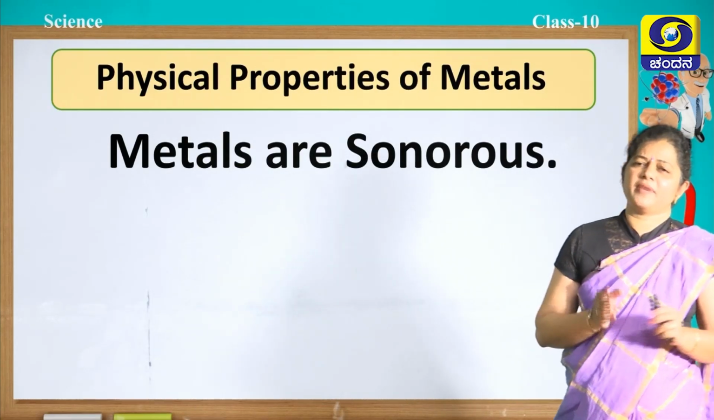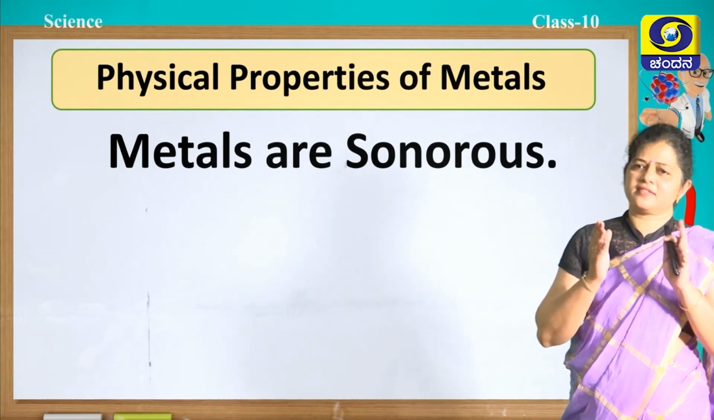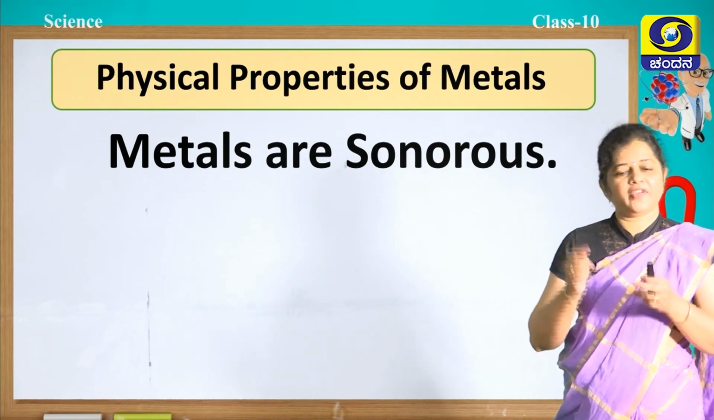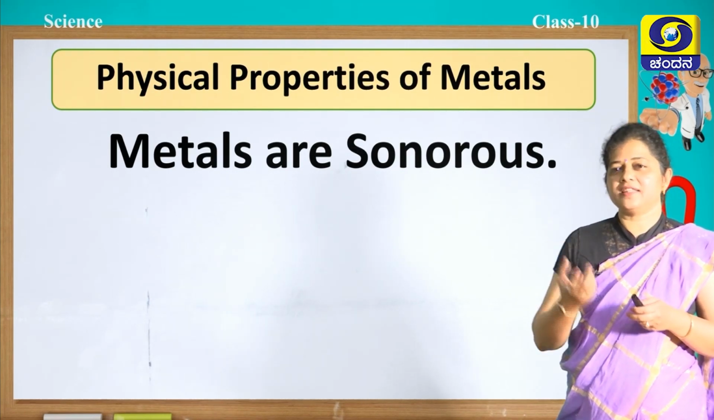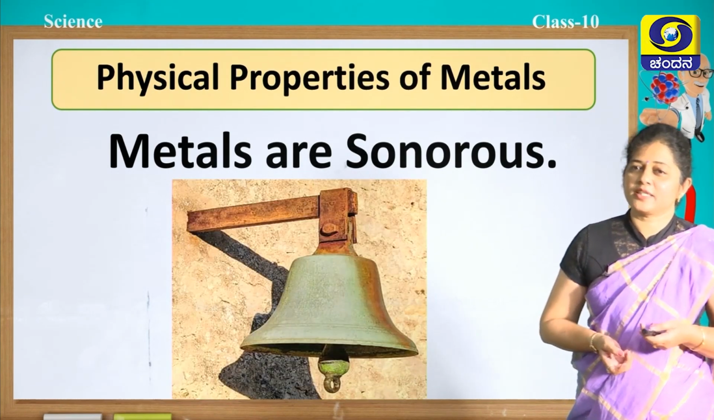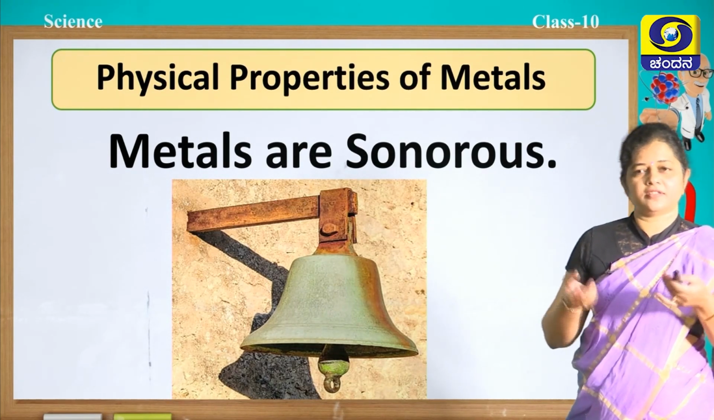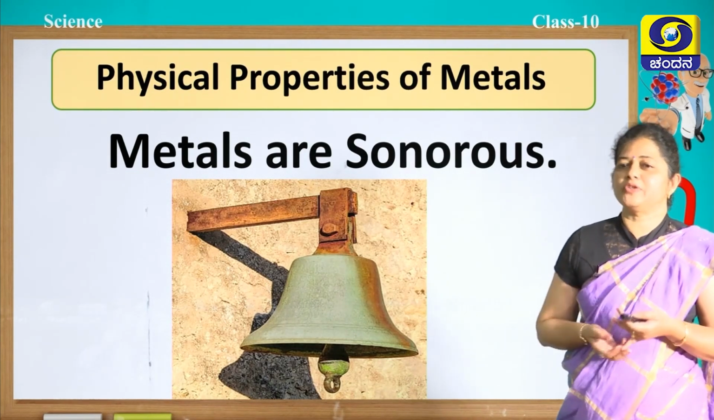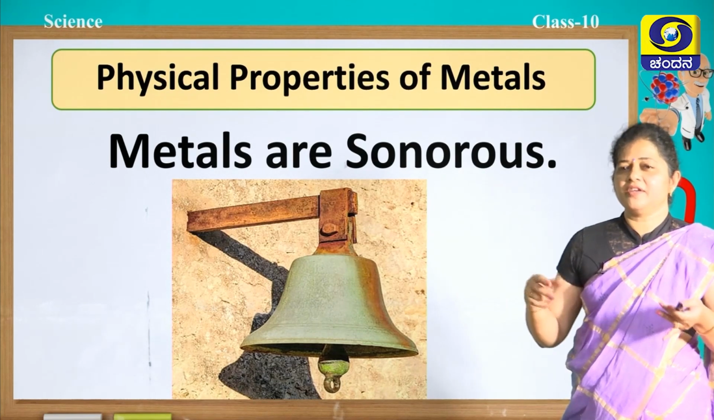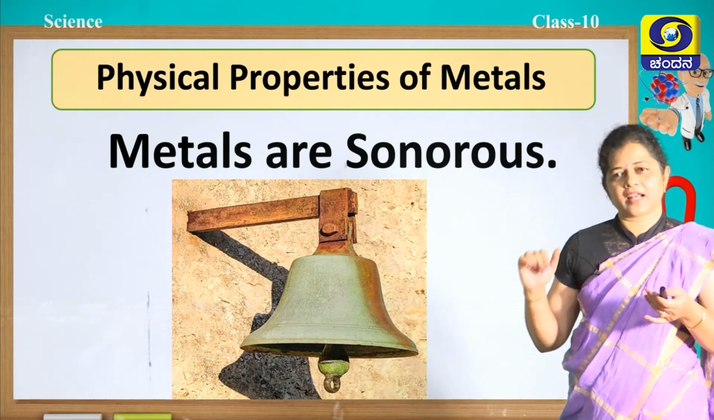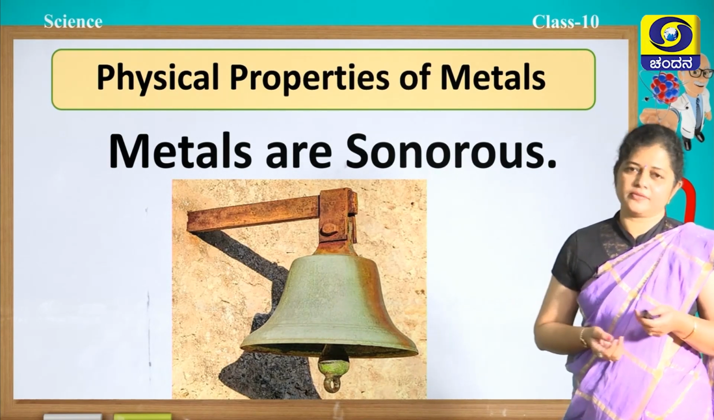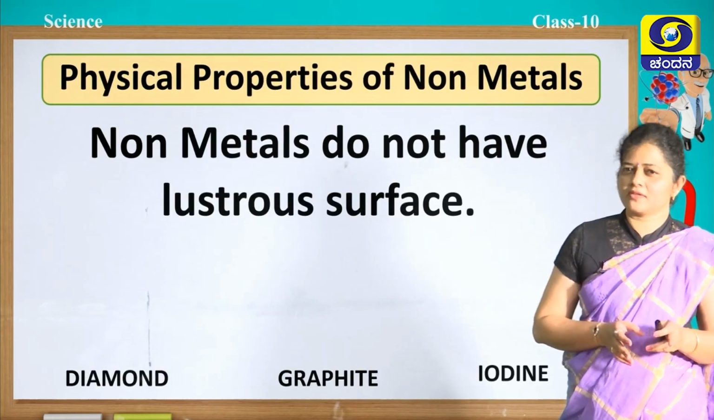Another property of metals is that they are sonorous, that means they make sound. So when you hit upon a metal with anything, you hear that sound. So generally all metals are sonorous. That is the property we use in musical instruments. You could have seen a veena. Strings are made up of metals. So when you strike the strings, sound is produced. So a few properties of metals.